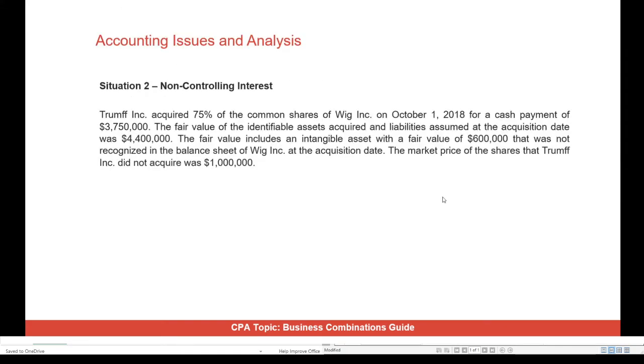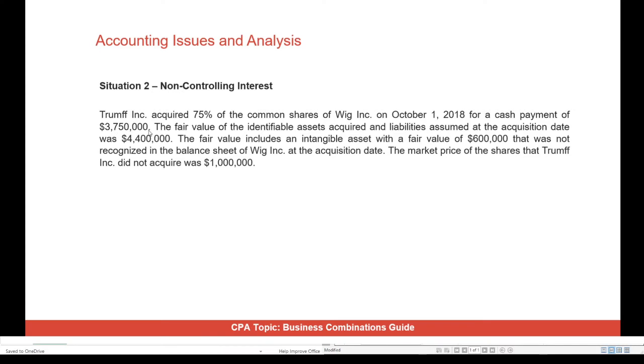So now let's use an example where the non-controlling interest, and what I want to show you is the difference between the methods that you use. And this is where you've got to use case information to make that discussion. Okay. So Trump Inc. acquired 75% of common shares of WIG Inc. on October 1st, 2018. So again, you can see the acquisition date, and you can see who the acquirer is, Trump Inc., for a cash payment of $3.75 million.